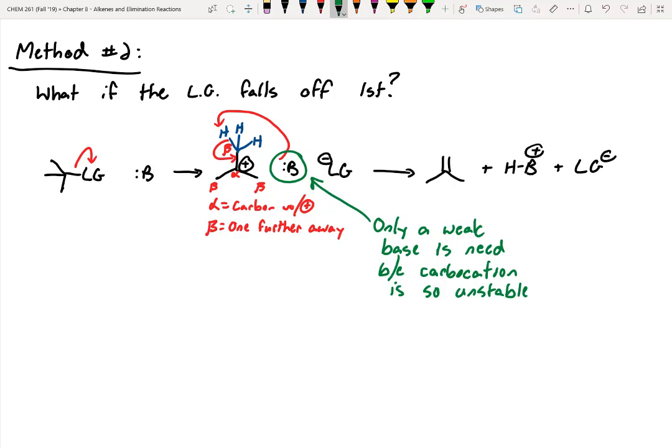Does it always have to be a weak base, or can we use a strong one? That's a good question. For this mechanism to occur, typically a weak base is preferred. What do you think could happen if we have a strong base? In fact, let's do that over here. Let's say we have a base with a negative charge that's a lot stronger.